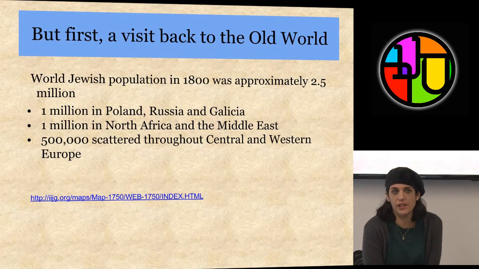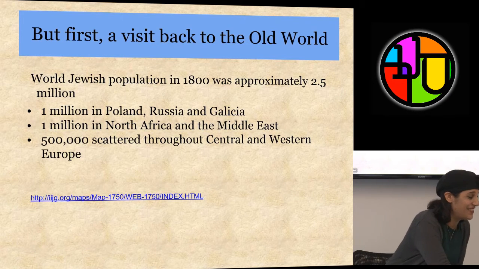Most of Poland is part of Russia at this point. Galicia is in the northernmost tip of the Austro-Hungarian Empire. About another 1 million in North Africa and the Middle East, most of which is governed by the Ottoman Empire. And about 500,000 scattered throughout Central and Western Europe. As you can see, America does not even rate.